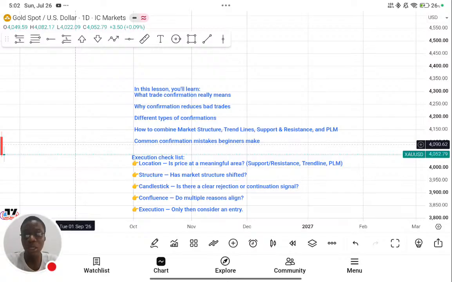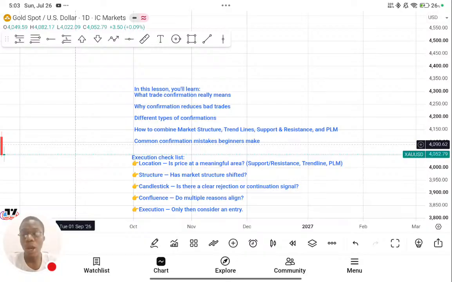So at the end of this lesson, you'll be learning what trade confirmation really means. You'll be seeing different types of confirmation. I'm not going to give you too much. I'm just going to give you the basic ones that you could use anytime, and they're universal. If you want to go deeper and discover more for yourself, fine, but I'm going to teach you the recommended one I normally use in this video. You'll see how you combine market structure, trend line, support and resistance, all of those things, to make a decision. And I'll also be showing you common confirmation mistakes that as a beginner you are likely to make.